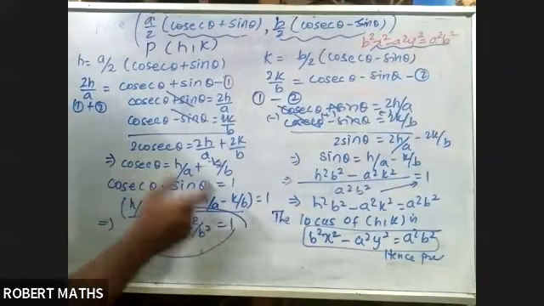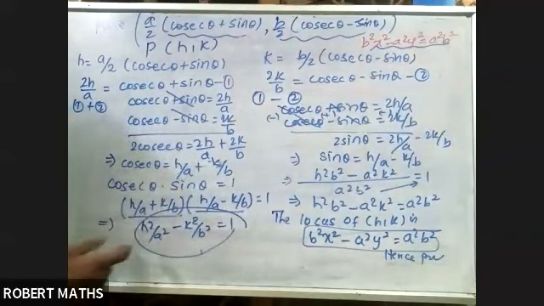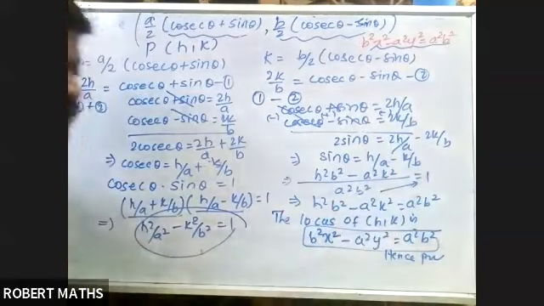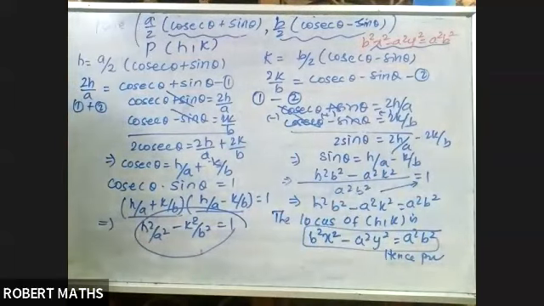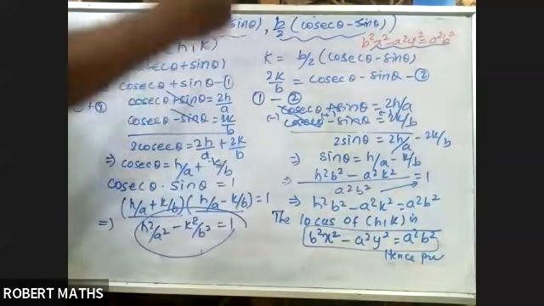a plus b into a minus b gives a square minus b square. Taking the LCM and cross multiplying, I'll get h square b square minus a square k square equals a square b square. Now replace h and k by x and y. Therefore, the locus is b square x square minus a square y square equals a square b square.